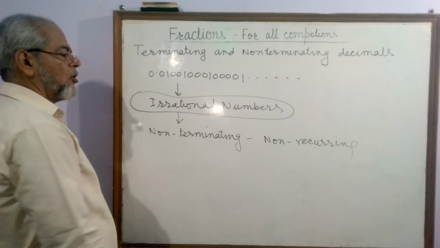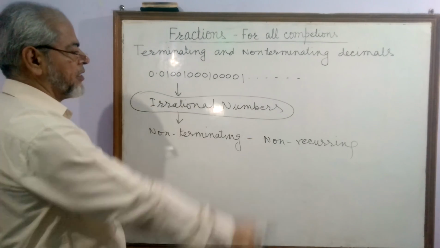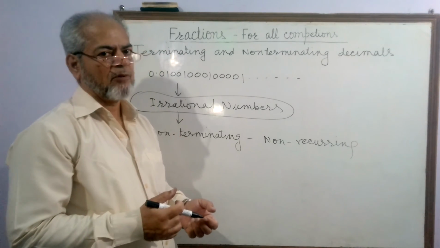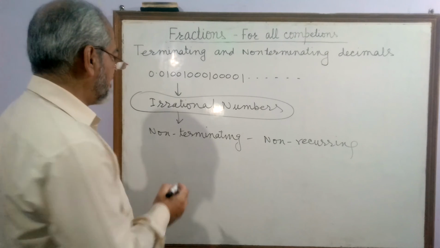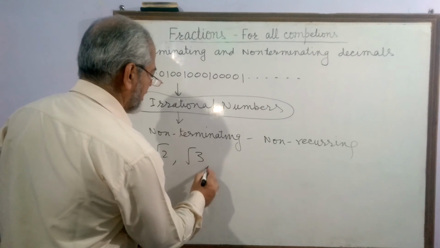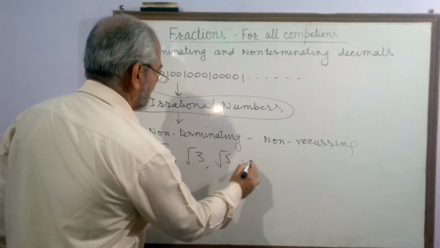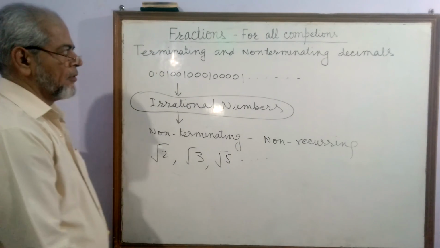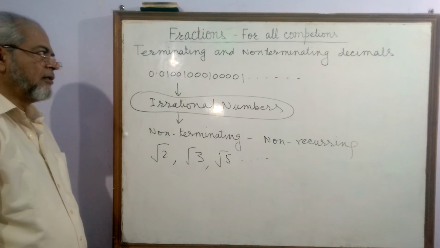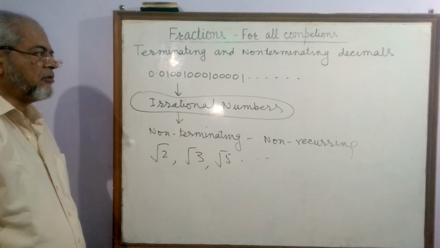Non-terminating, non-recurring numbers are called irrational numbers and they cannot be changed into fraction form. They are always in the form under root 2, under root 3, under root 5 and so on. So these were the decimal numbers which are related to fractions.